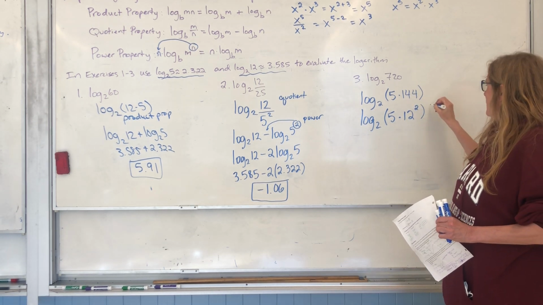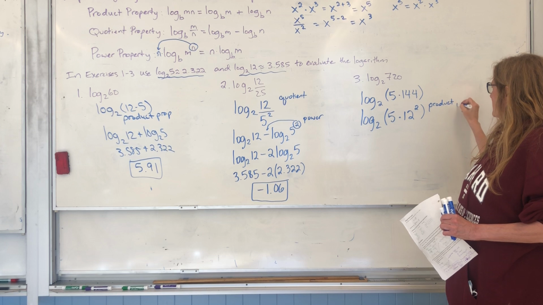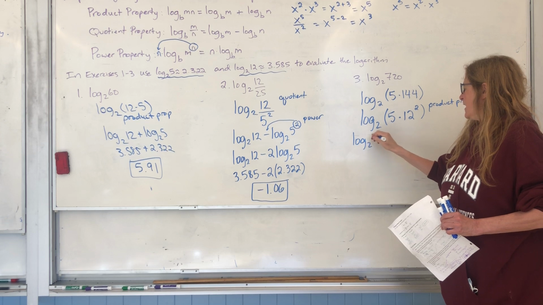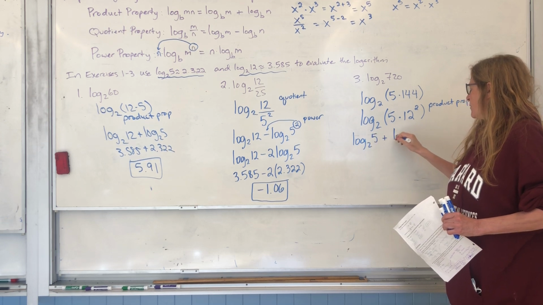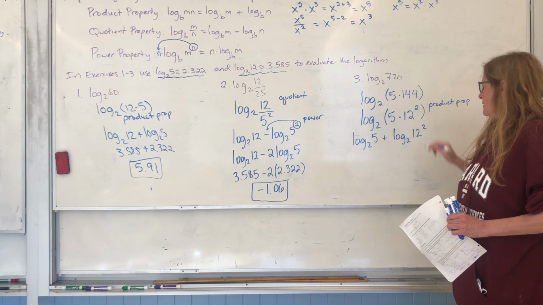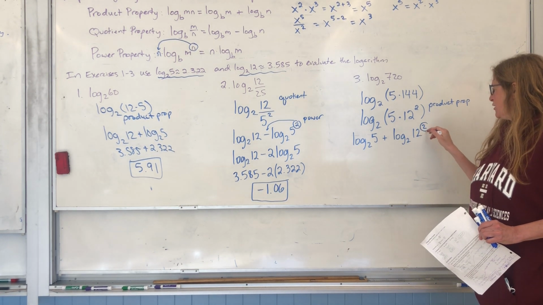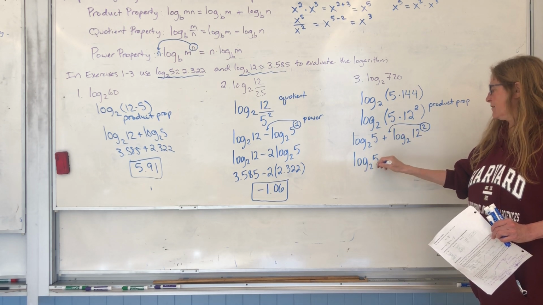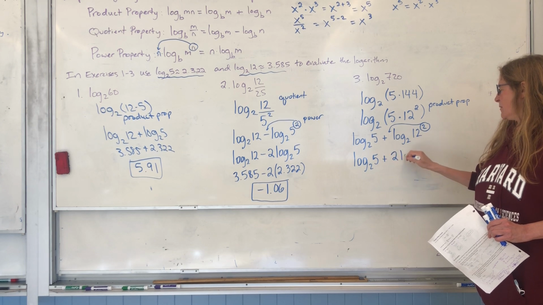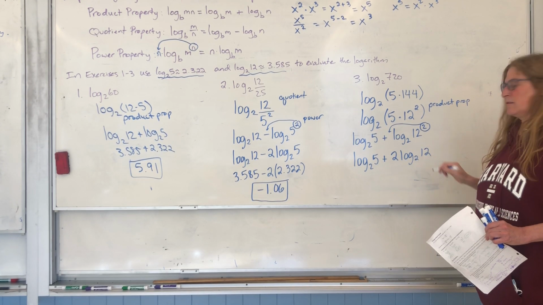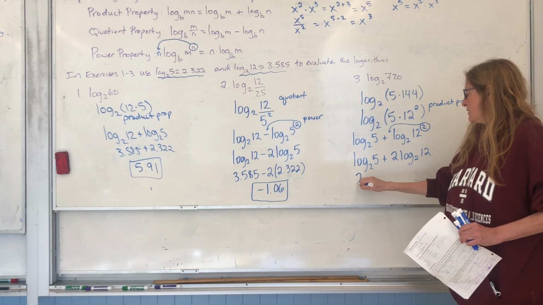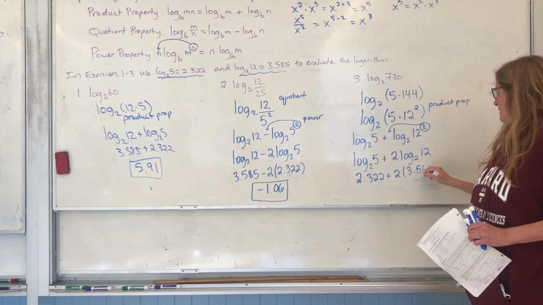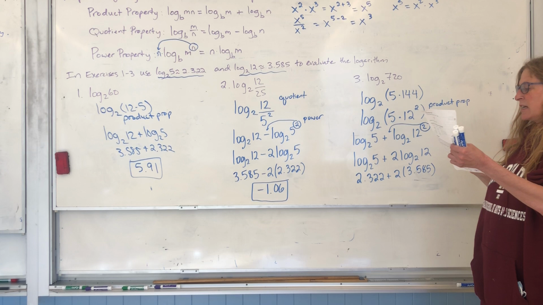So again, I can use my product property, and I can split that into log base 2 of 5 plus log base 2 of 12 squared. And then that 2 can go in the front. So I can say log base 2 of 5 plus 2 times log base 2 of 12. Right? And now I have my pieces in here. And with that, I end up getting 9.49.